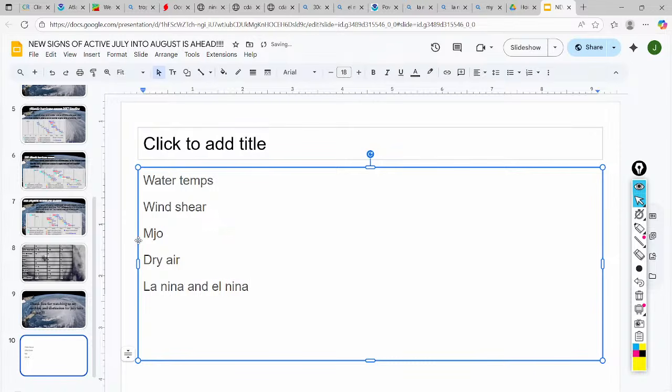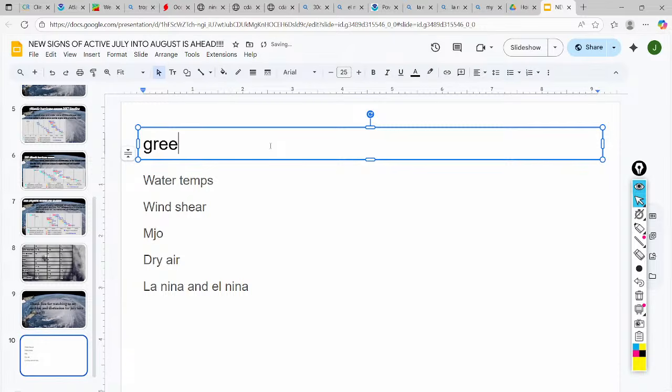This is everything we are looking at. Whatever I highlight in green is good, red is bad, orange is iffy. Alright, this is basically all the color coding.